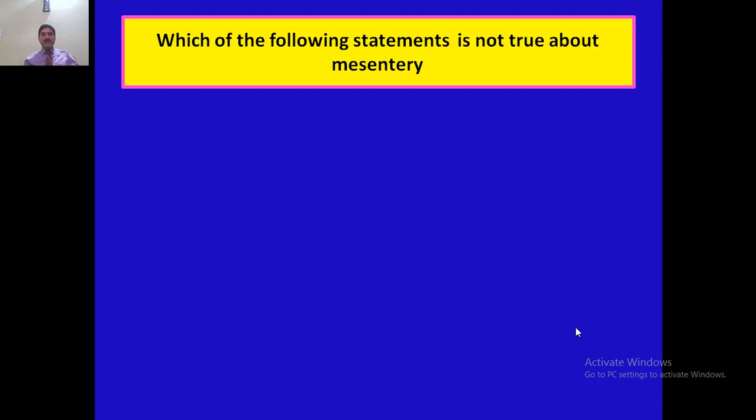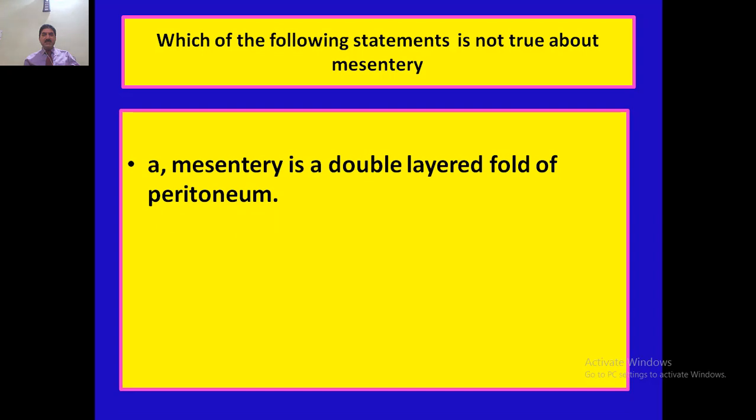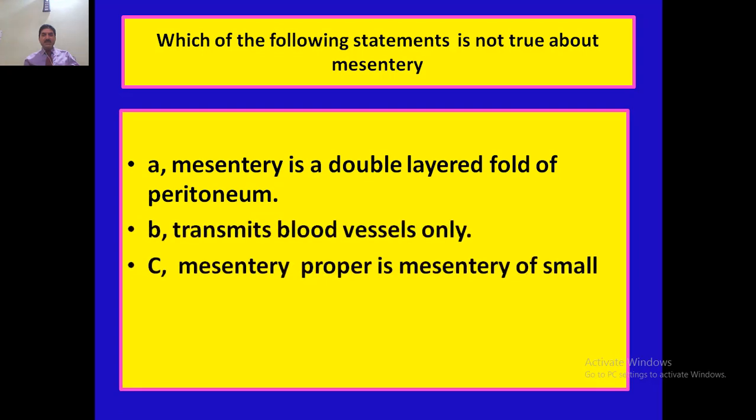Which of the following statements is not true about mesentery? A. Mesentery is a double-layered fold of the peritoneum. B. Transmits blood vessels only. C. Mesentery proper is mesentery of small intestine. D. Contains fat. B is the wrong option. Transmits blood vessels only. In addition to blood vessels, it also transmits lymphatics and nerves.